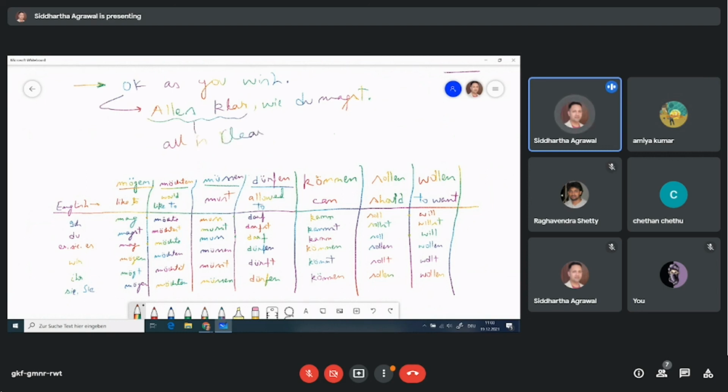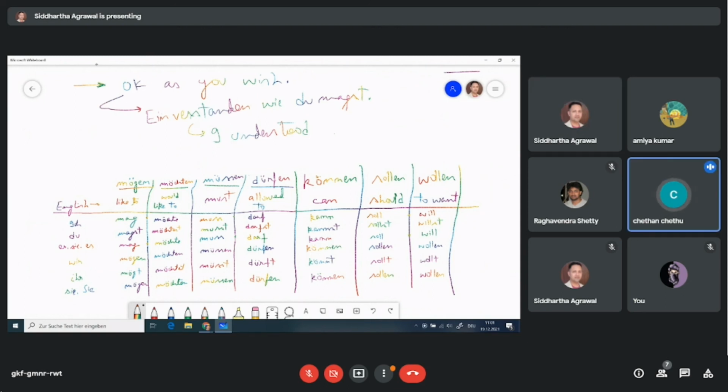Or maybe here there is one more option. I'll write it down. This looks a little more sophisticated. Here you can say "einverstanden." Einverstanden, that is, I understood. So both are the same, at least in this context. Alles klar, wie du magst, that is, everything's fine as you wish. And einverstanden is I understand, wie du magst, as you wish.